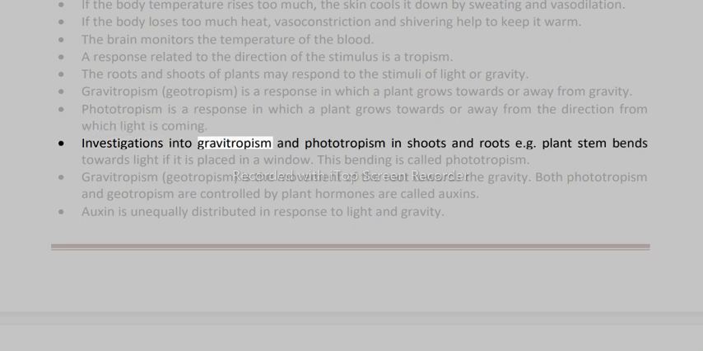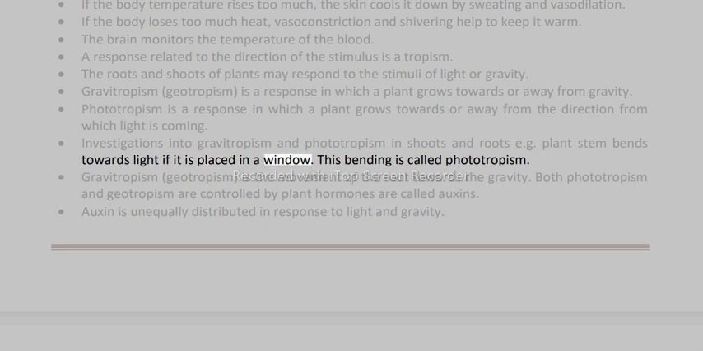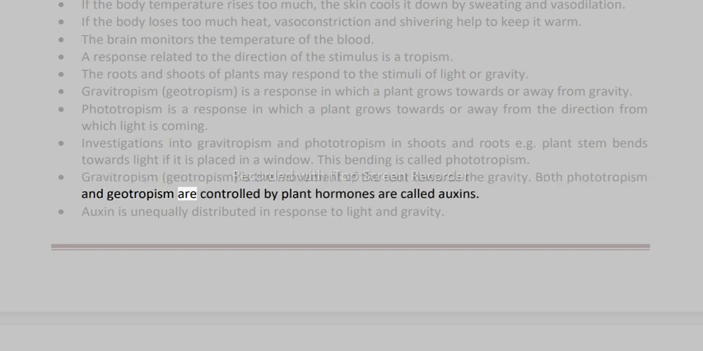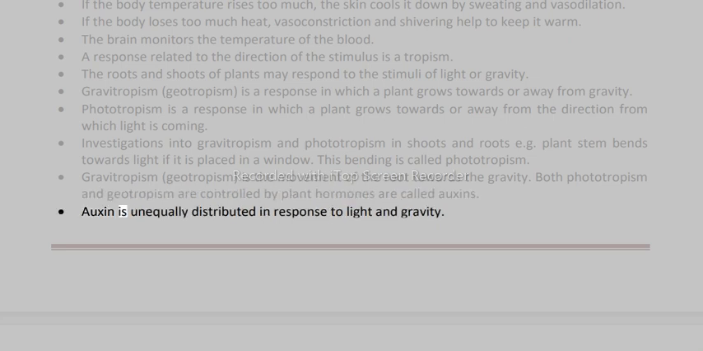Investigations into gravitropism and phototropism in shoots and roots, e.g. a plant stem bends towards light if it is placed in a window. This bending is called phototropism. Gravitropism, geotropism, is the movement of the root towards gravity. Both phototropism and geotropism are controlled by plant hormones called auxins. Auxin is unequally distributed in response to light and gravity.